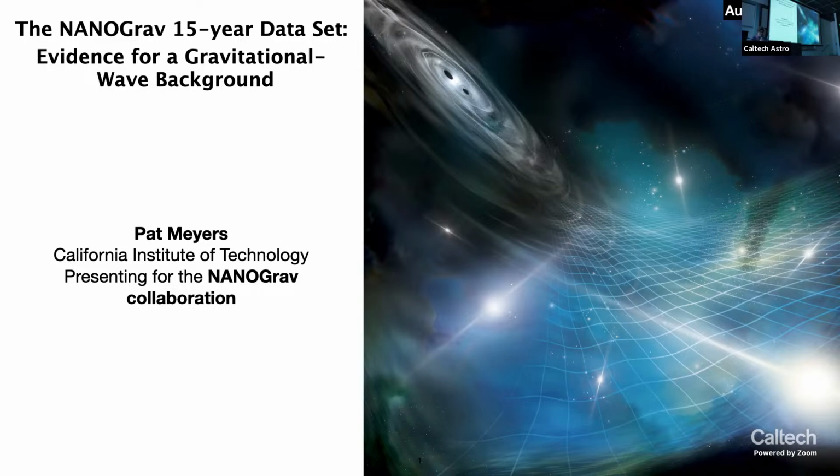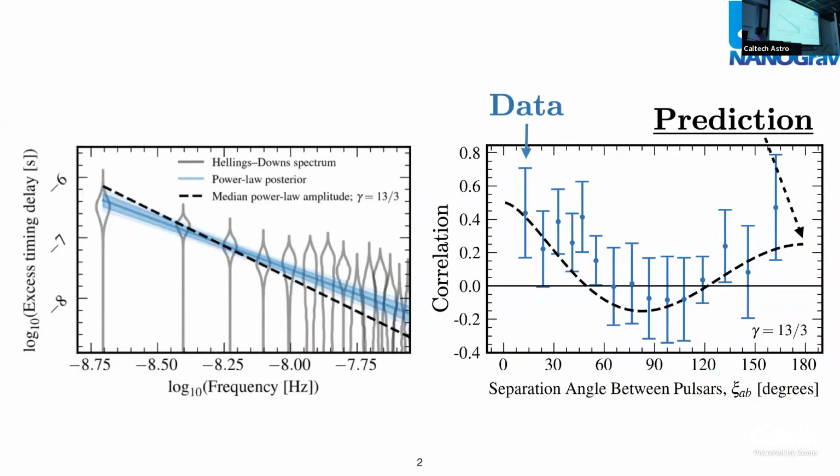It's not working. Okay. There we go. Okay, so this is our signal. This is the spectrum of the gravitational wave background that we have evidence for. So on the y-axis is the amplitude, and on the x-axis is the frequency.